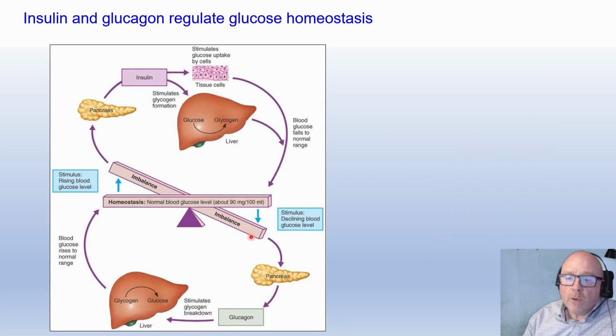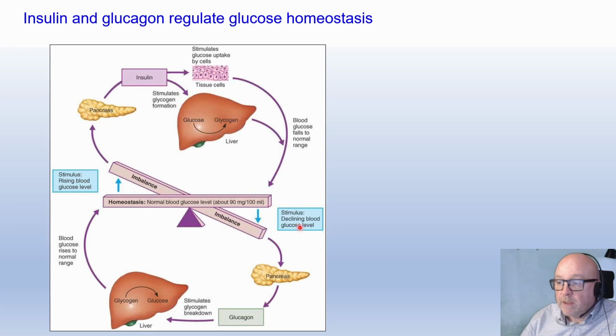So insulin and glucagon are the key hormones we have been talking about, and this is just to show us schematically how they regulate blood glucose. So pancreas, the liver, blood glucose levels in balance, homeostasis, about 90 milligrams per deciliter, let's say. Then it goes out of balance this way.